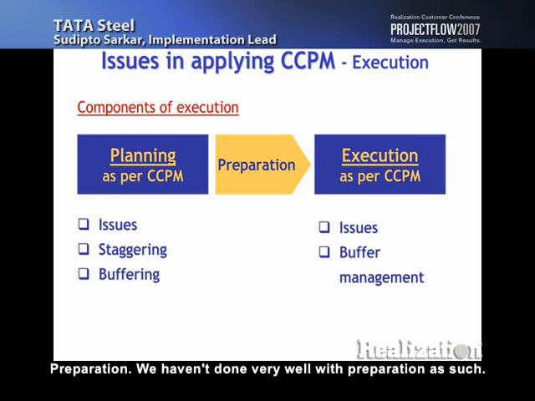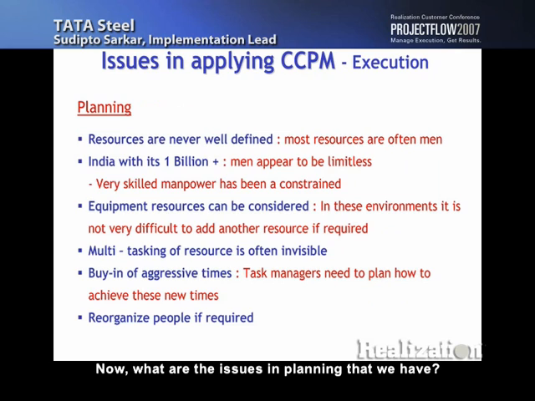Preparation, we haven't done very well with preparation as such. Now, what are the issues in planning that we have? Resources, in this environment, are never well defined. It's very labor intensive. India, with its 1 billion plus, it's generally assumed that manpower can never be a constraint. But we've seen in virtually every project that skilled manpower is a constraint, number one. Number two is, yes, there's a large population, but it's a supply chain problem. You might not get the right person at the right place at the right time. That's another big problem, even though you have the person.